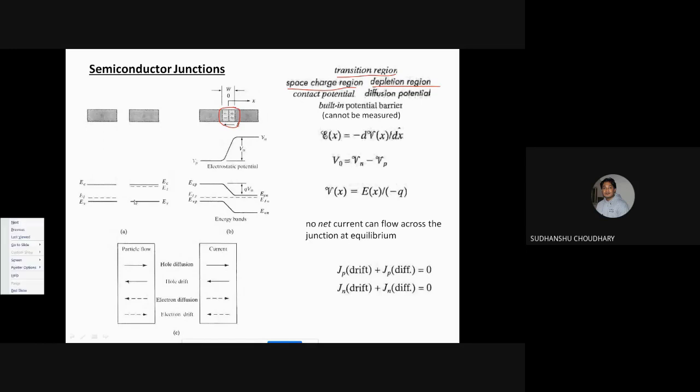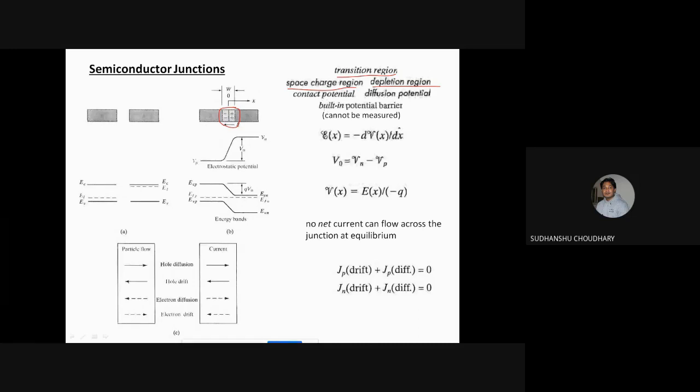As I said, in this region there would be no carrier, that is, no electron and hole can exist here. If it tries to come into this region, it will be swept away by this electric field to either side, P or N, depending upon whether it's an electron or hole. So no charge can exist. That is why I say this is a depletion region, that is, this region is depleted of any charges.